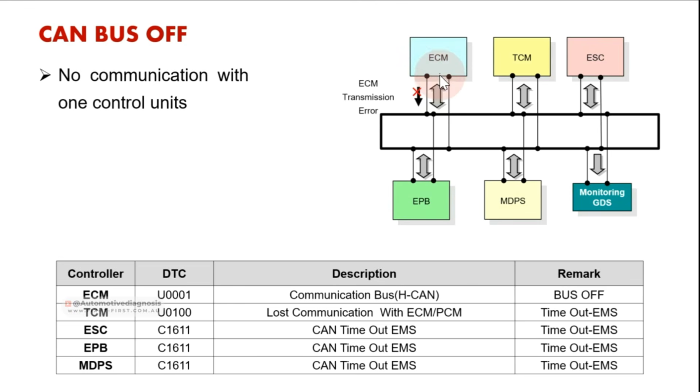If we focus on the ECM, the engine control module, if the ECM cannot transmit any data on the CAN bus, it's going to detect the transmission error, but it's going to keep trying.